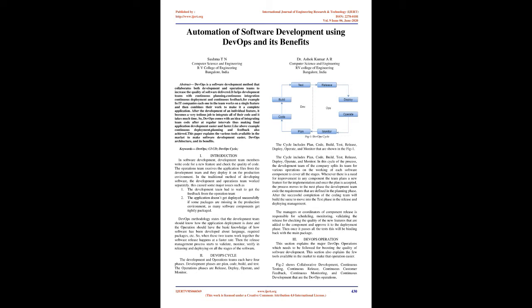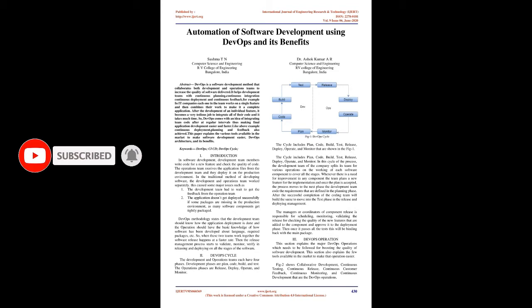Like the above example, continuous deployment, planning, and feedback are also achieved. This paper explains the various tools available in the market to make software development easier, DevOps architecture, and its benefits. Keywords: DevOps, CI/CD, DevOps cycle.